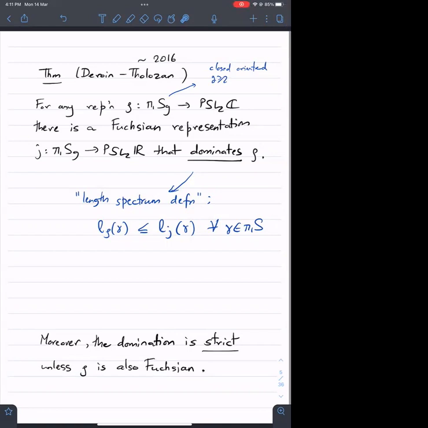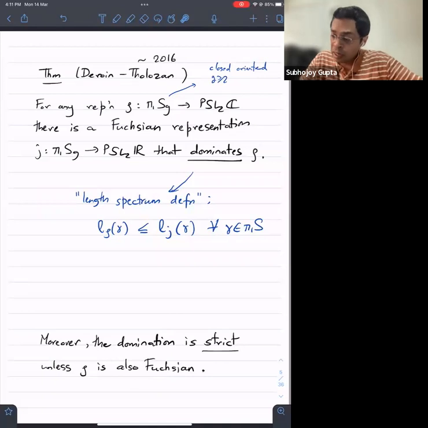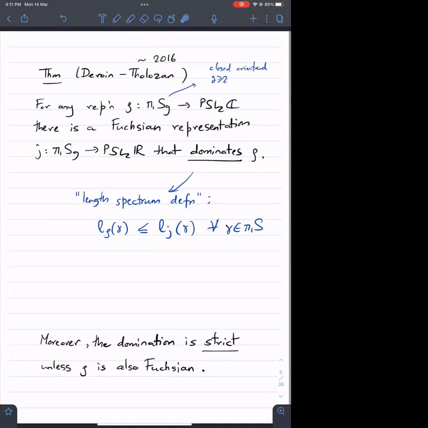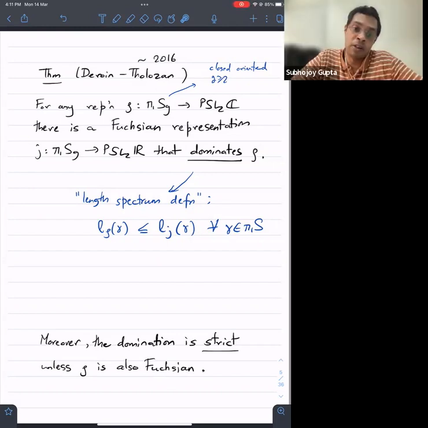The reason why I wanted to ask is, what exactly is Fuchsian? Fuchsian means discrete by definition. Yes, Fuchsian is discrete and faithful. So suppose your original representation is indiscrete into PSL2R. That's also possible, right? Yeah, that's also possible.